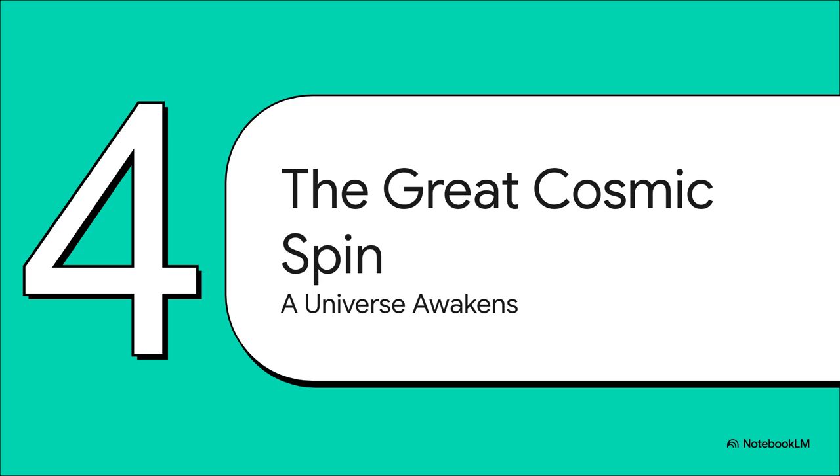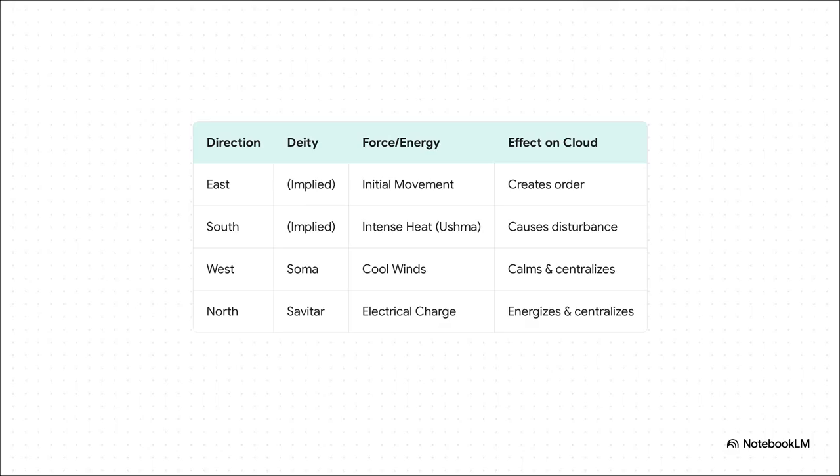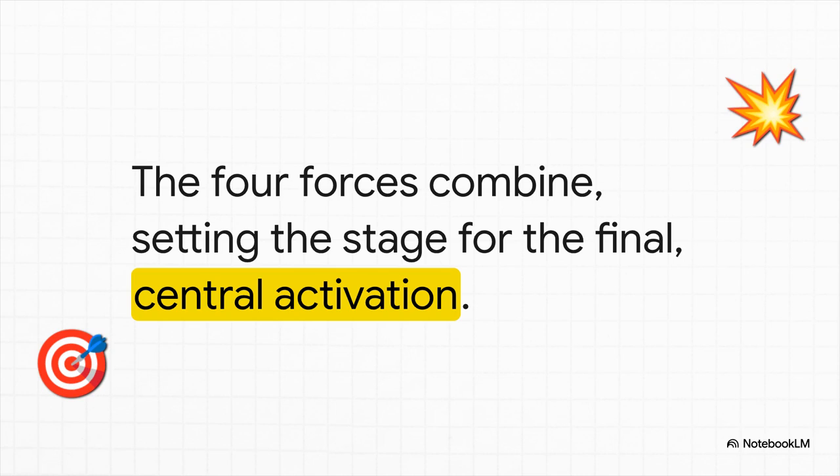So let's just pause and picture this. We have 4 massive, distinct cosmic forces, all converging on a single point in space. This is it. This is the climax, the moment the Hiranyagarbha finally awakens. Let's do a quick recap. From the four corners of the cosmos, we've got four very different forces doing their jobs. One brings order, one brings heat, one brings calm, and one brings energy. And they're all being pulled right to the middle. So with all of that, the movement, the heat, the cool winds, the electrical charge, all of it pouring into the core of this cloud, the stage is set.